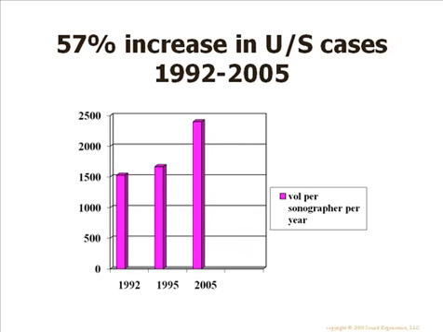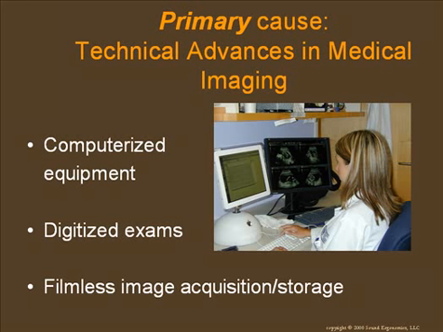In addition, the increased number of exams, or the increase in our production, has made a big impact on injury rates. You can see from this graph that from 1992 to 2005, there's been a 57% increase in the number of ultrasound cases performed each year by one sonographer. However, the primary cause for this increase in the injury rate is the technical advances in medical imaging. Our equipment has become computerized, our exams are digitized, and we have filmless image acquisition and storage.